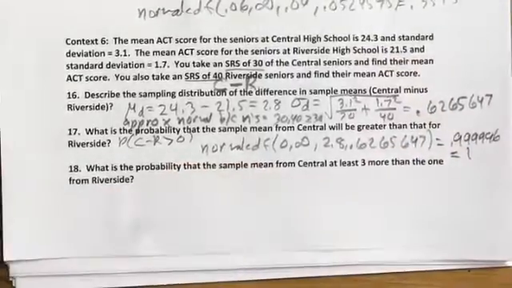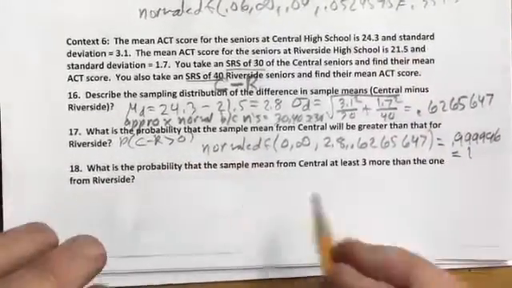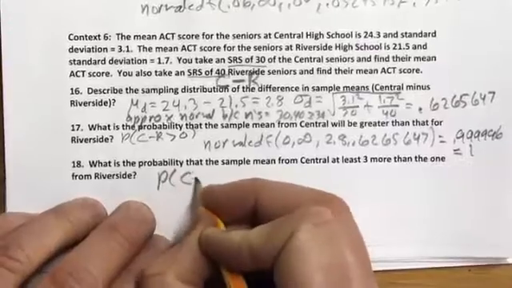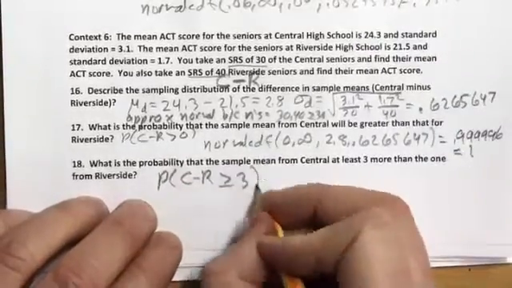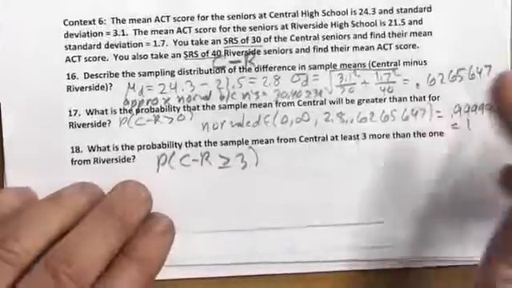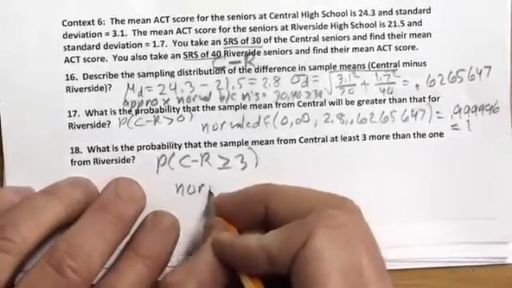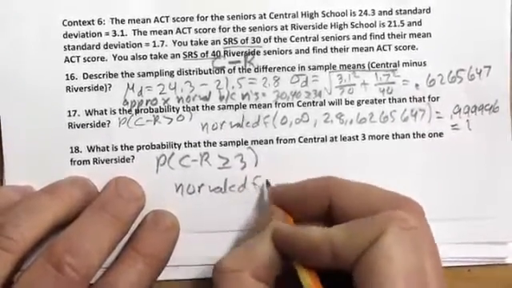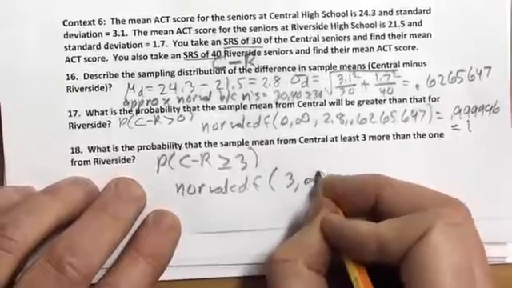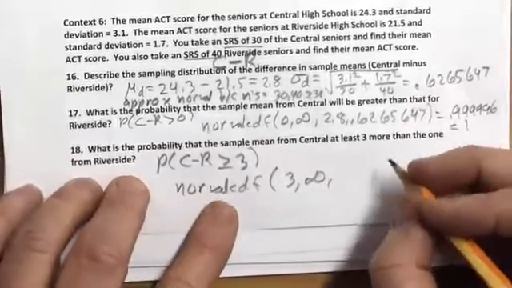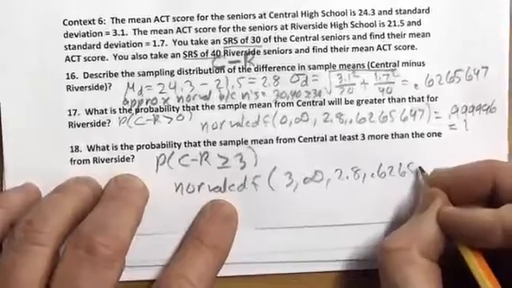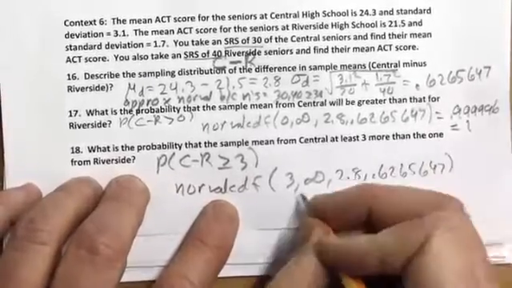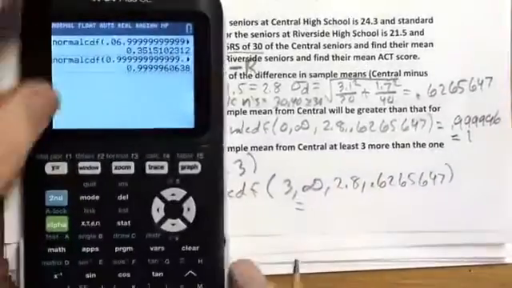All right, what's the probability that Central will be 3 more than Riverside? In other words, what's the probability that Central minus Riverside is greater than 3? Well, that is going to be normal CDF of 3 to infinity. Our mean is 2.8 and our standard deviation is 0.6265647. And so let's see what we get.